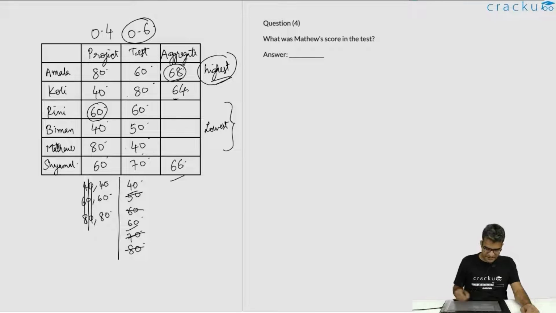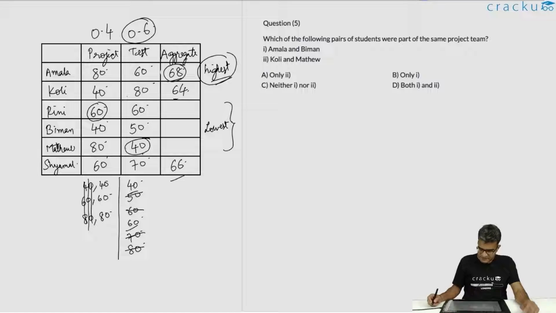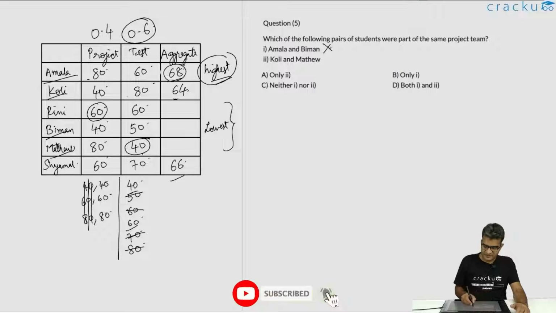What does Matthew score in the test? Matthew's score in the test is 40. Which of the following pairs of students were part of the same project group? Amala and Biman. Amala and Biman were not part of the same group. Amala partnered with Matthew. Kohli and Matthew. Again, Kohli and Matthew are not part of the same group because Kohli and Biman were part of the same group. So the correct answer is neither 1 nor 2.